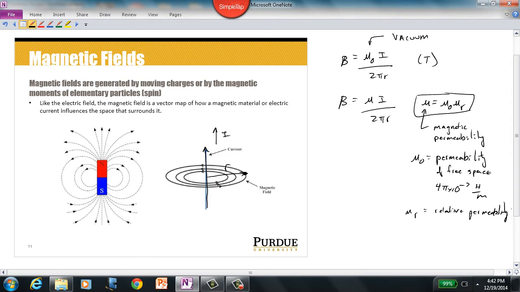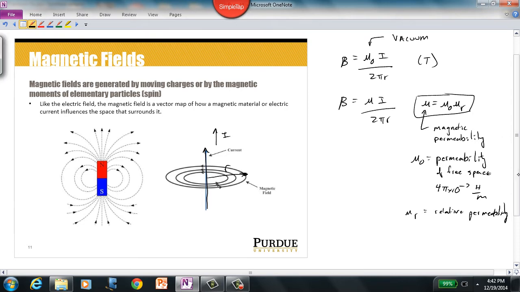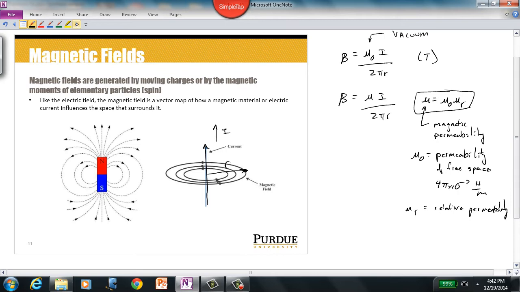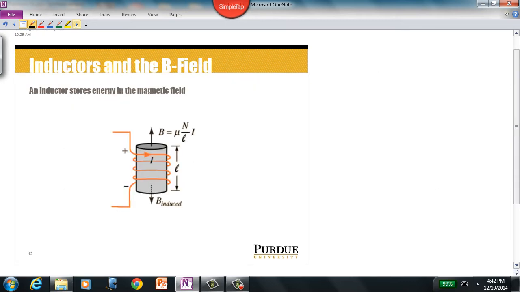And so you may look at that and say, henries per meter, I wonder if that in some way is related to the inductor. And indeed it is. An inductor is a device that uses the magnetic field to store energy in a coil of wire. So the simplest inductor consists of a coil of wire made of N turns with a total length of L meters wrapped around some sort of coil.